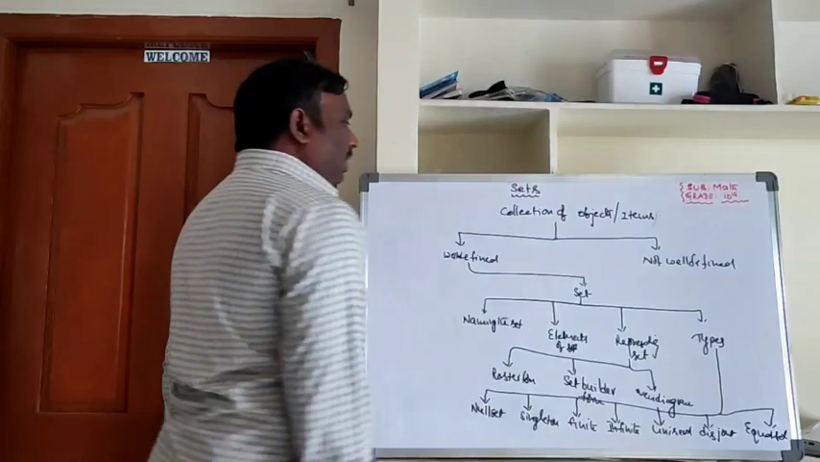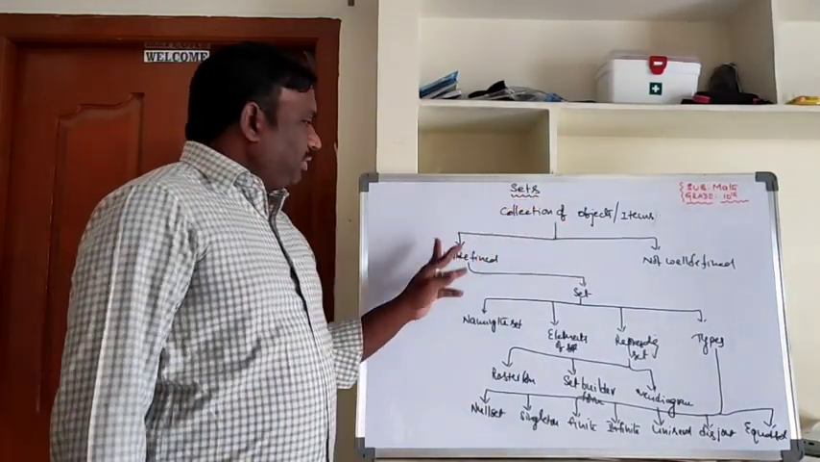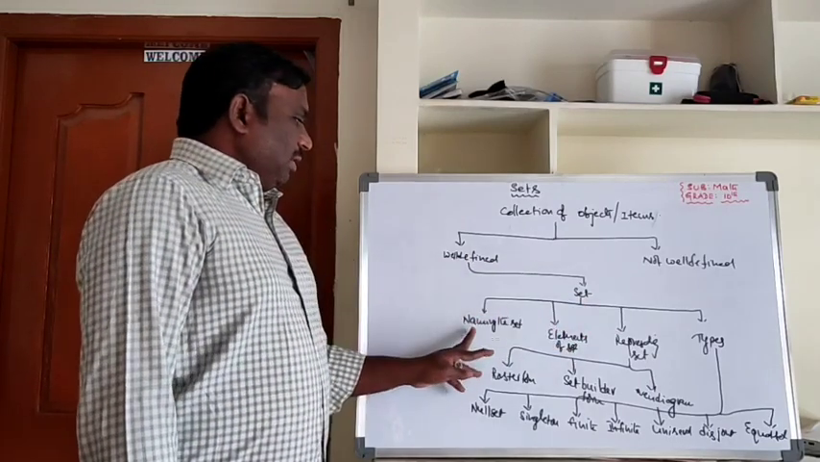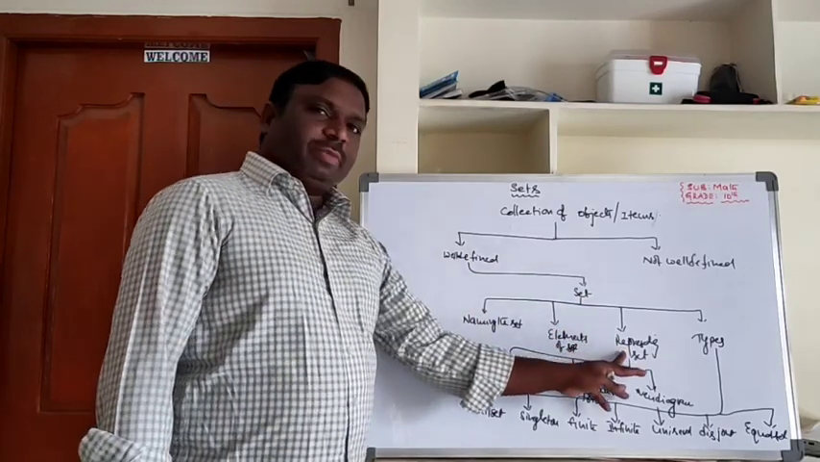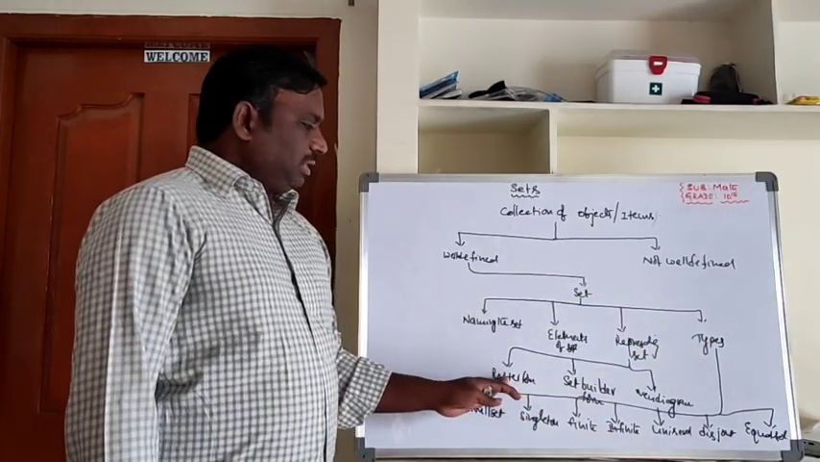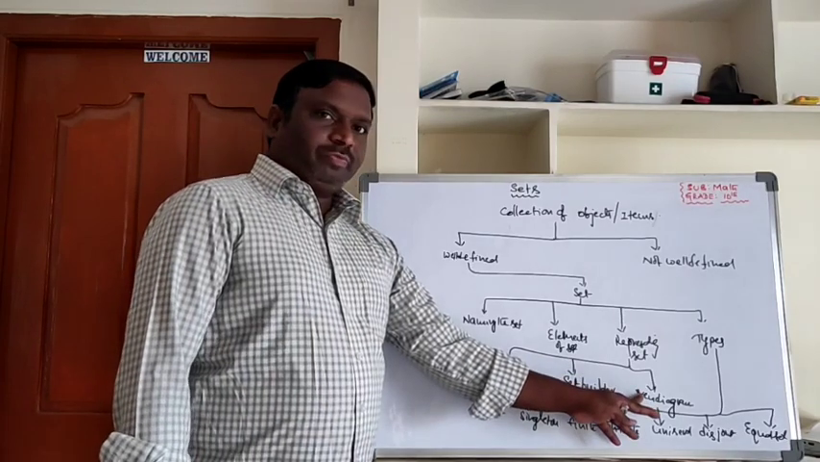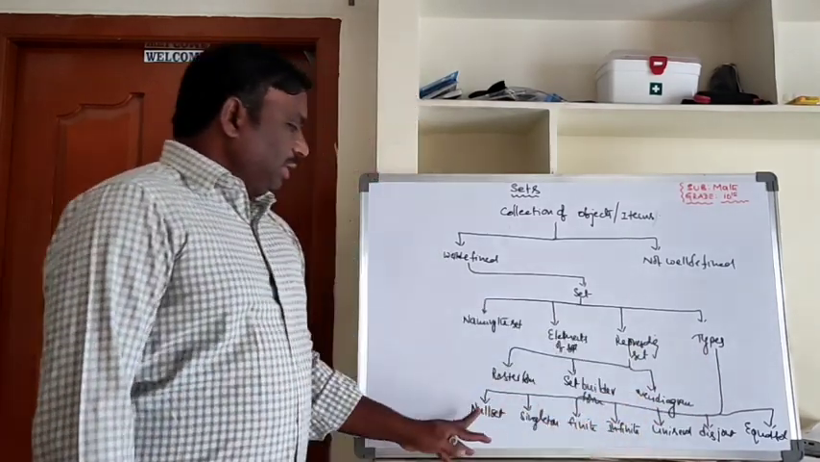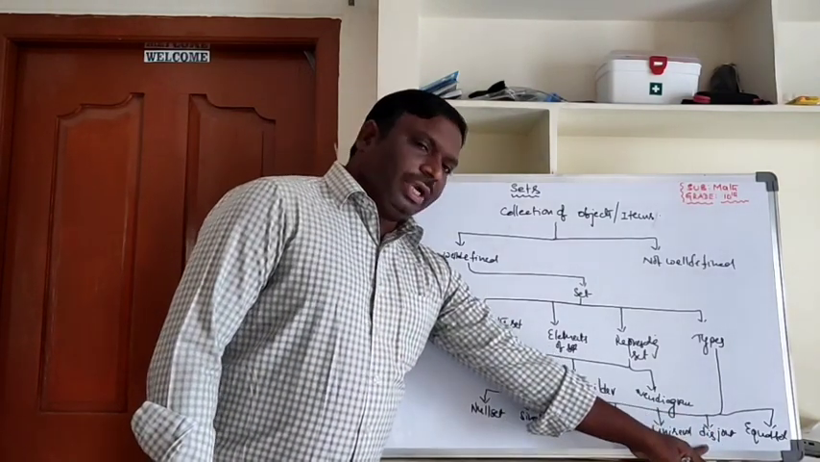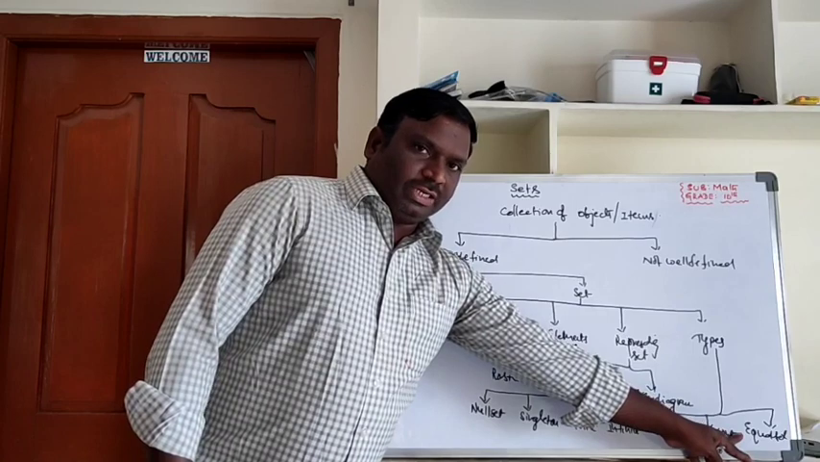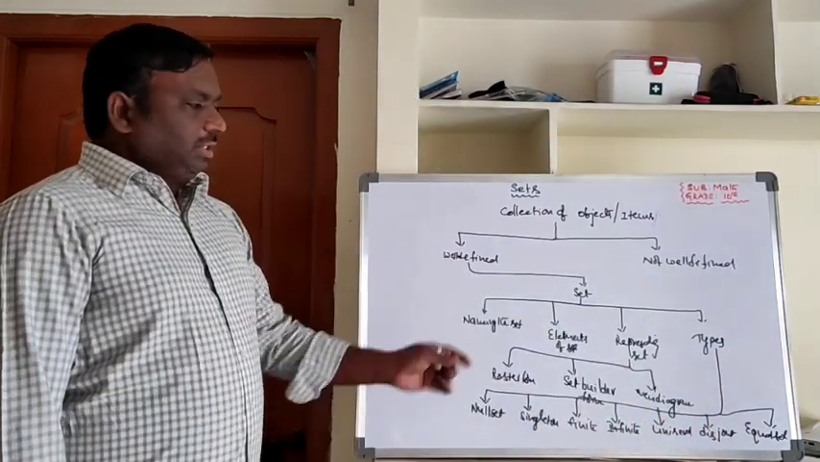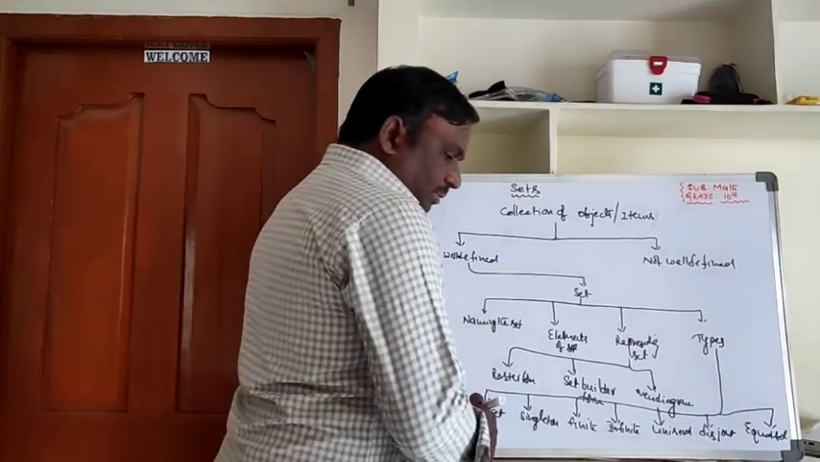Collection of objects or items. So these collection of objects are two types: well defined and not well defined. Well defined based on sets, naming the sets, elements of the sets, representing the sets and types of sets. Representing the sets: roster form, set builder form, Venn diagram. Next, types of sets: null set, singleton set, finite set, infinite set, universal set, disjoint set, and equivalent sets or equal sets. These are the types.